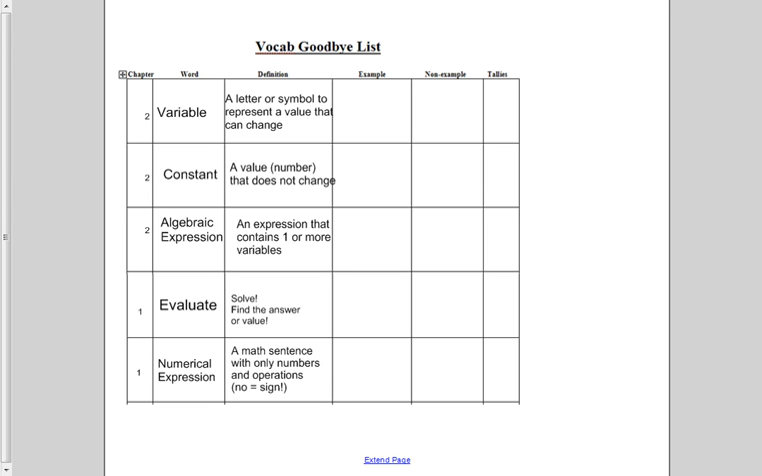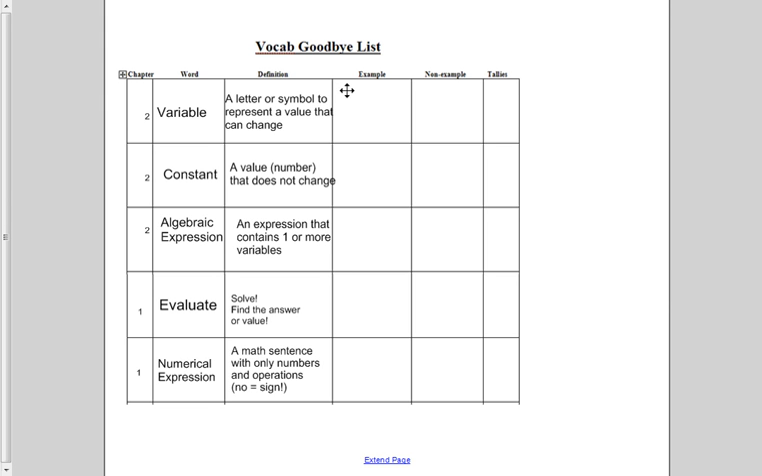All right, so you should be done writing down your words and definitions. So let's go ahead and go through it quickly and come up with an example for each one. Our first word is variable. A variable is a letter or symbol to represent a value that can change. So I might spend X number of dollars. Well, one day that might be $2, another day that might be $100. So the X of how much money I'm spending is going to change.